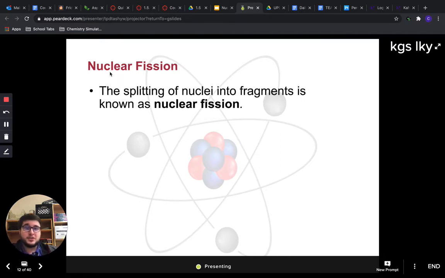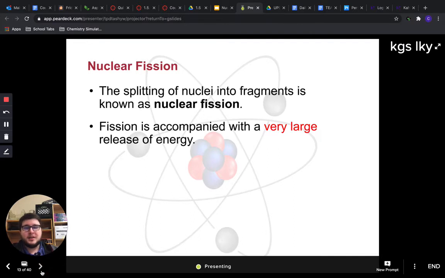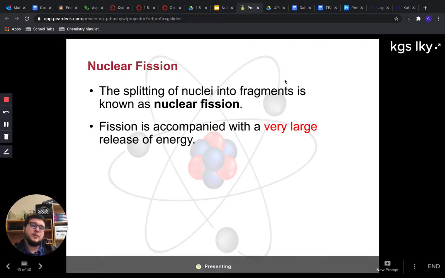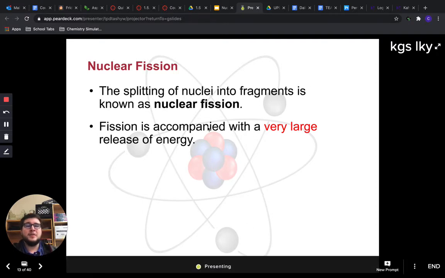So the first one is fission, and fission is the splitting of a nucleus into fragments. You take one big nucleus and it splits into two, and that is called nuclear fission. Fission releases a lot of energy. Fission is what takes place, like I said, in power plants like in Oak Ridge, where we're powering entire cities, generating electricity for everybody in a town and all the businesses and buildings in that town. So fission is accompanied with a very large release of energy.